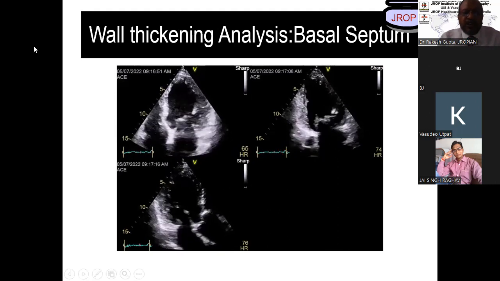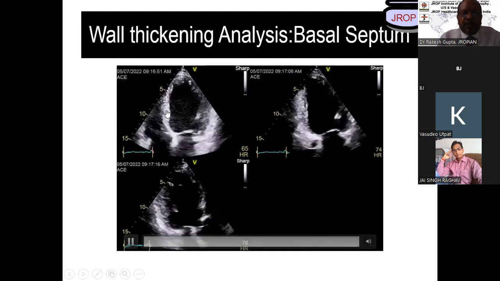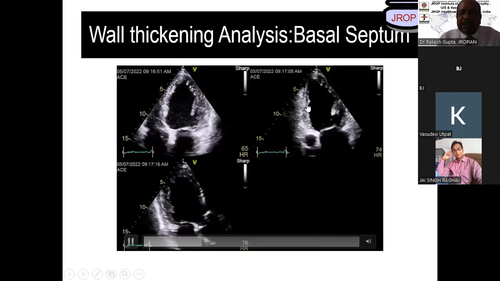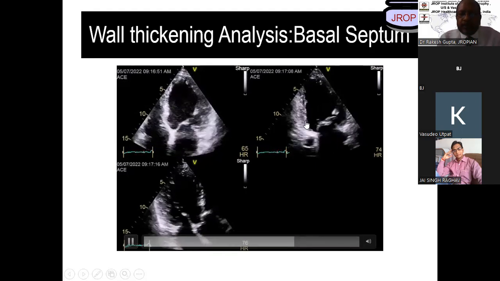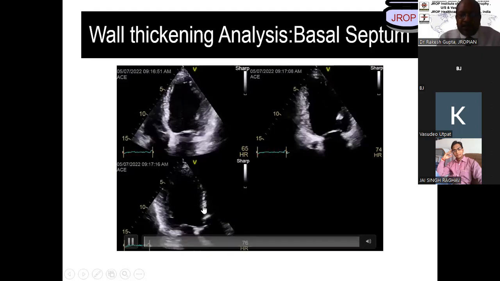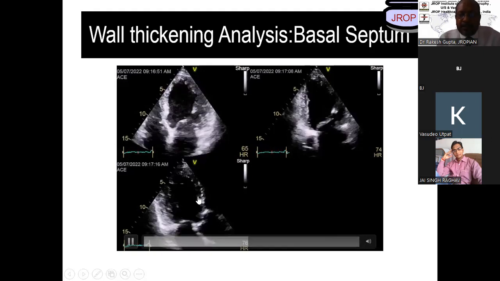If you look carefully, both you and Dr. Balram, this part is not thickening at all. Even this part is a little hypokinetic as compared to this part. Okay. Basal inferior wall. The mid and basal anterior septum, they are reasonably thickening. Compare with the opposite segments.